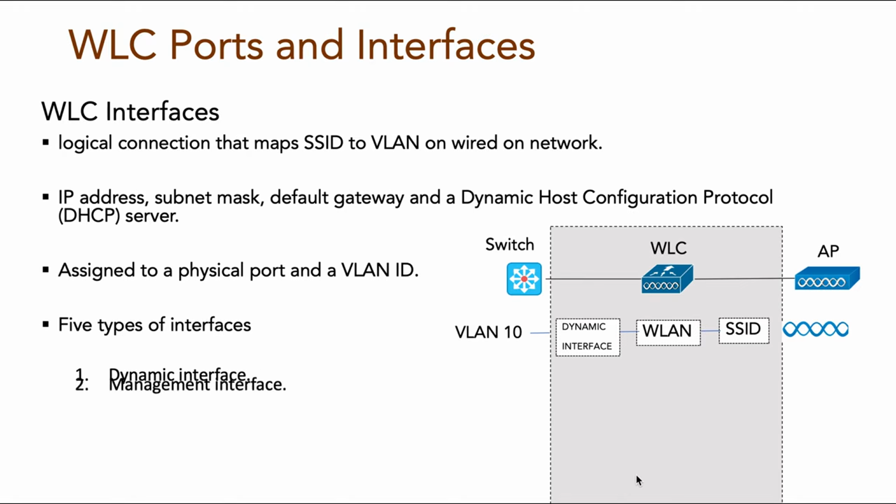Then we have the management interface. The management interface is the default interface for in-band management of the WLC. It is used for traffic such as RADIUS user authentication, WLC to WLC communication, web-based and SSH sessions, and also SNMP, NTP, syslog, and so on. It is also used to terminate CAPWAP tunnels between the controller and its APs. It handles the layer 2 communication between the controller and any access points.